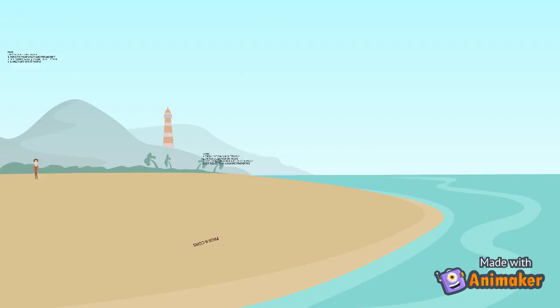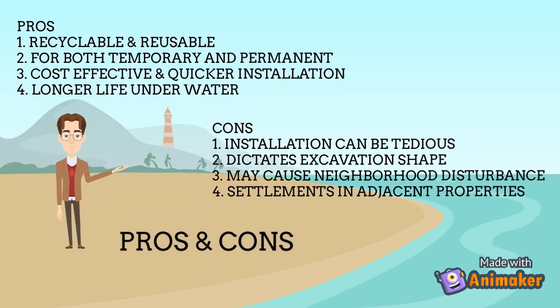Here are the pros and cons for the sheet piling cofferdam. Firstly, the sheet piling itself is recyclable and can be reused multiple times in different locations. The sheet piling cofferdam is not only a temporary solution, it is also cost effective and has a quicker installation due to its simplicity. It has a longer life underwater, making it safe towards the underwater ecosystem.